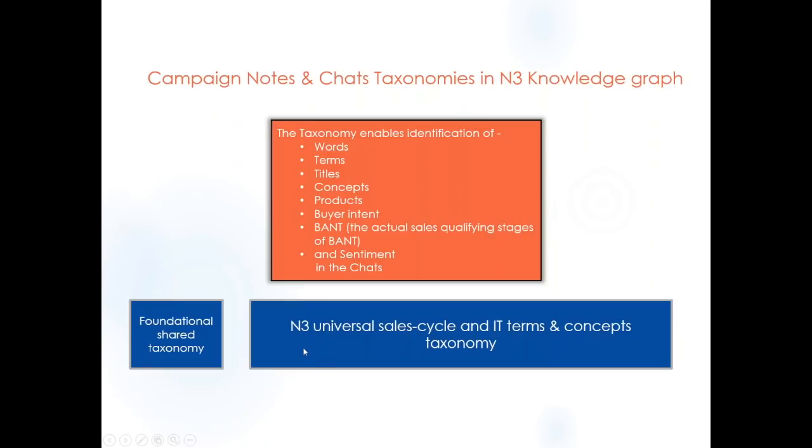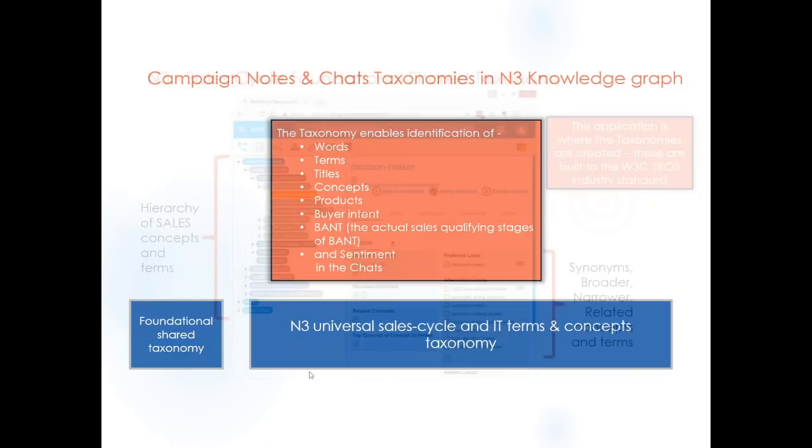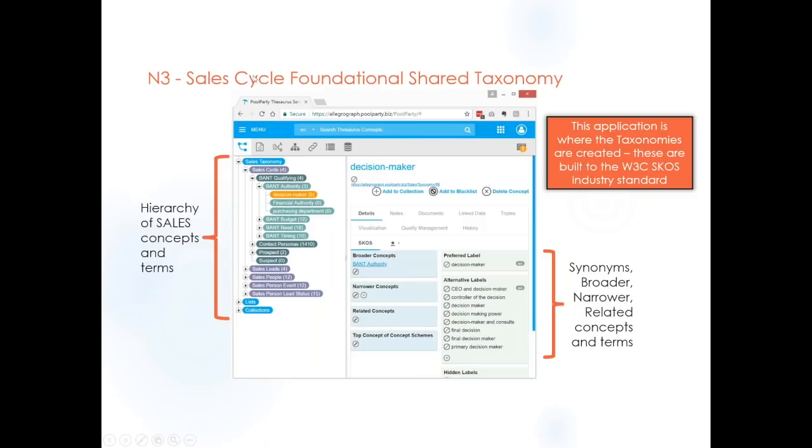So that is our core taxonomy that we use everywhere. And then for every individual client, we build our own product catalogs and product taxonomies. To begin with, we have a sales cycle foundational shared taxonomy. I just talked about BANT before, so here we can look at budget or authority. And then we have a concept of decision maker. We have that as a core concept with the preferred label "decision maker," but then here are all the other ways that people also talk about it. And then we look at broader concepts, or more general terms, or narrower terms, so more specific concepts.